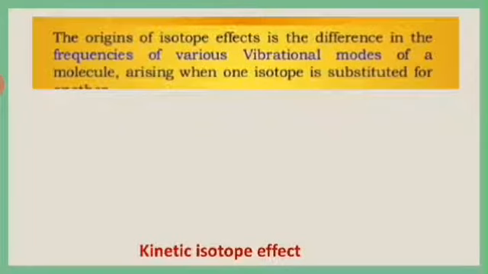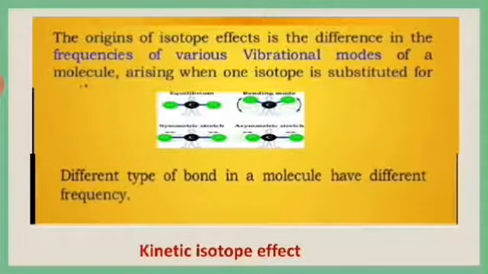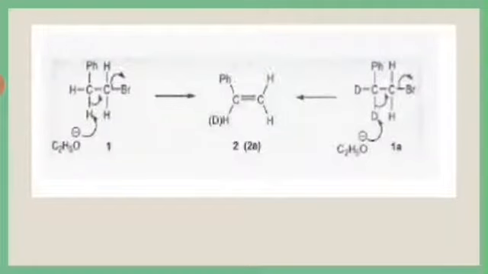Then what is the origin of the kinetic isotope effect? The kinetic isotope effect is the difference in the frequencies of various vibrational modes of a molecule arising when one isotope is substituted for another. Different types of bonds in a molecule have different frequencies. Okay, next. So what is the kinetic isotope effect?